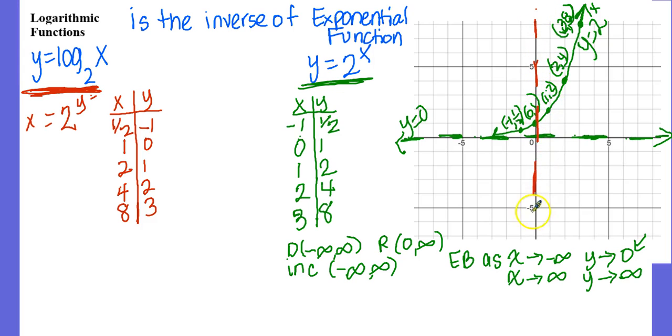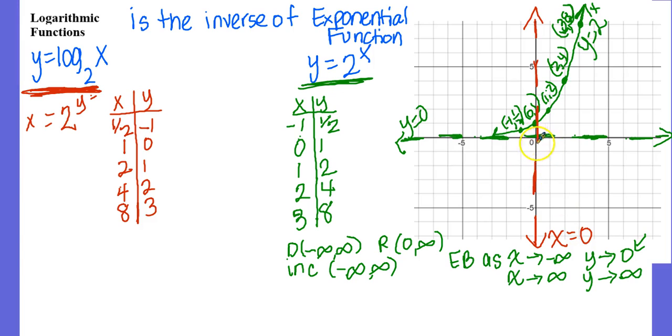My horizontal asymptote becomes a, what's the inverse of horizontal? Vertical. And so it has a vertical asymptote, and instead of it being y equals 0, it has to switch with the x, and that's x equals 0. So you can see a connection here to the exponential, I hope.